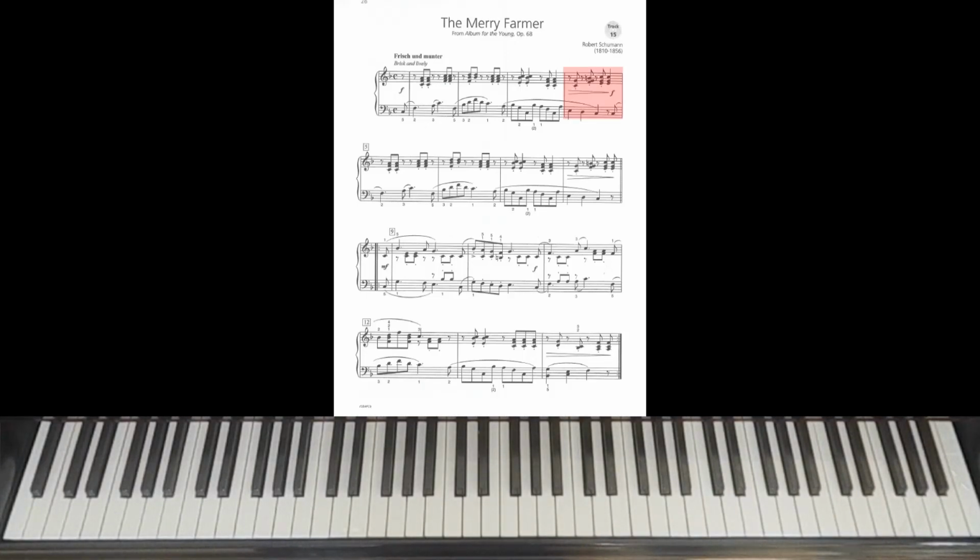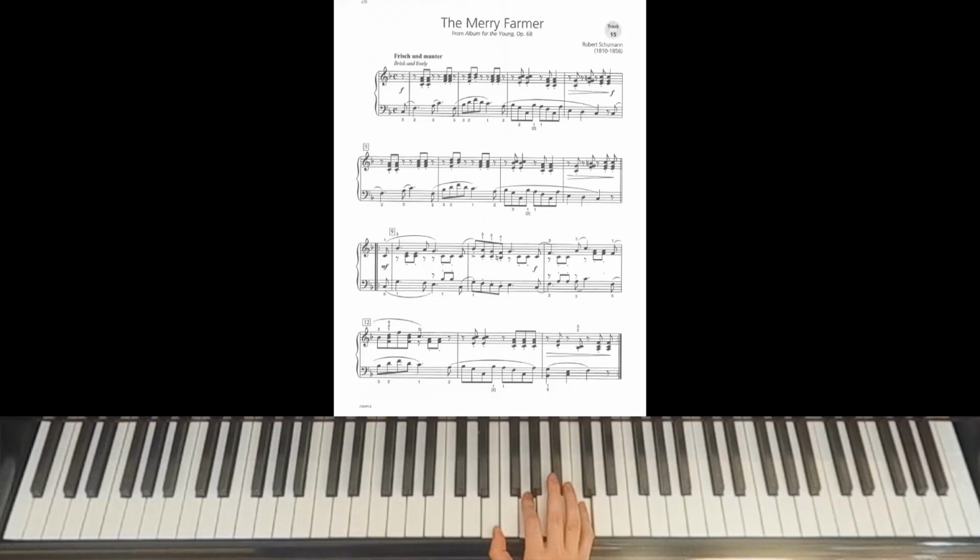Let's jump ahead to measure 4. Take a look at the last right hand chord here. What inversion would this chord be? If you guessed first inversion, then you'd be correct. This is a C major first inversion chord.